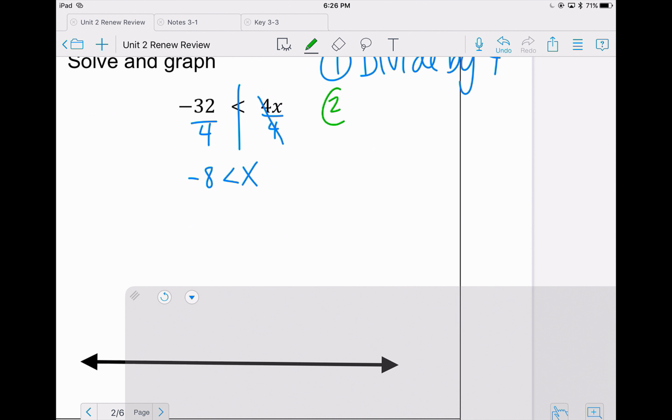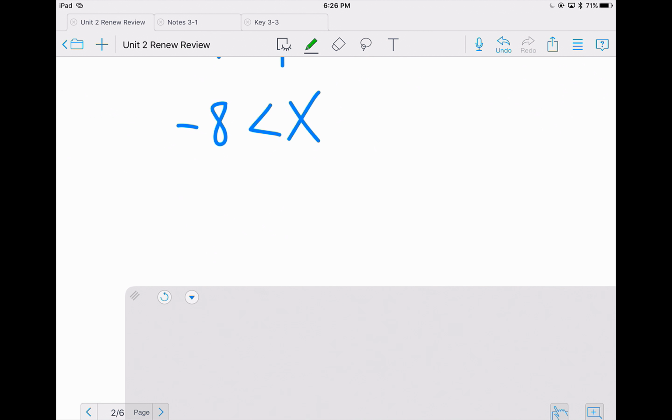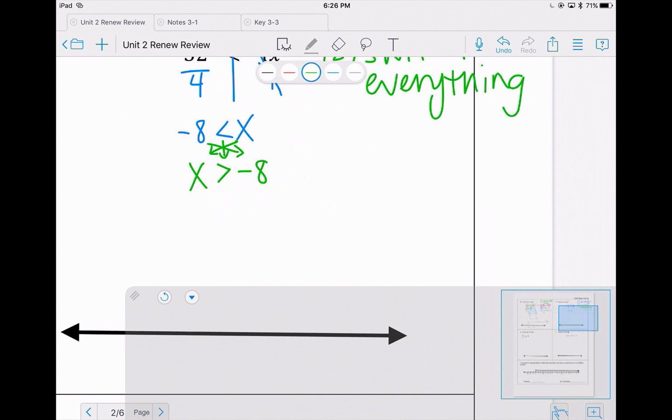Now for my step 2, I am going to switch everything. The easiest way to switch, sorry, I'm doing it in green, is to write it directly under your answer. The reason I am switching is to help myself with graphing. If you are okay with graphing this, you do not have to switch it to get the right answer. However, if you struggle with graphing or if that's not your high point, switching this will help you. Remember, we switch everything. So x comes to the left side, negative 8 comes to the right, and my sign flips because I am switching everything.